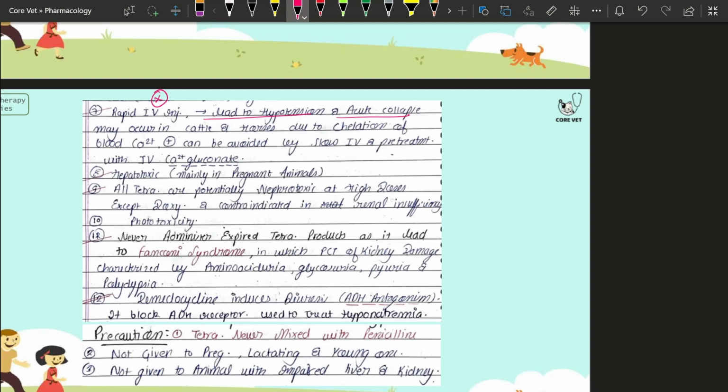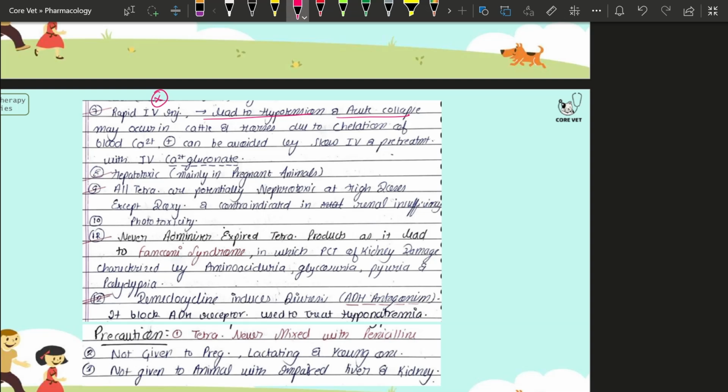Because the calcium gluconate does contain calcium, right? So if there is any calcium disturbance in the blood circulation due to the presence of tetracycline, it could be counteracted. We can counter that particular calcium which is getting chelated, right? So that's why it is advisable that while you are giving tetracycline through the IV route, you should give it along with calcium gluconate.